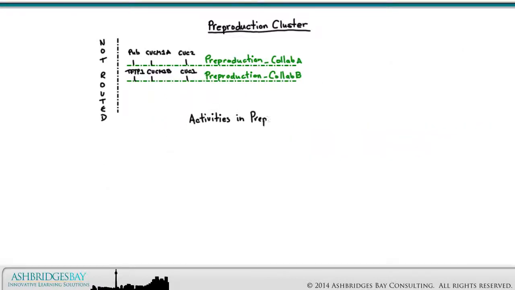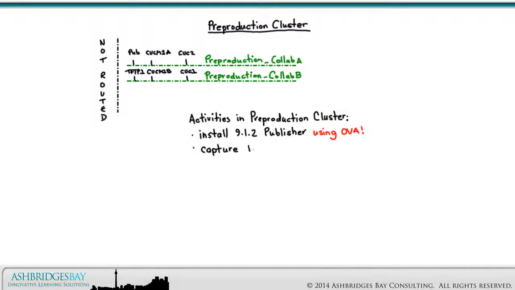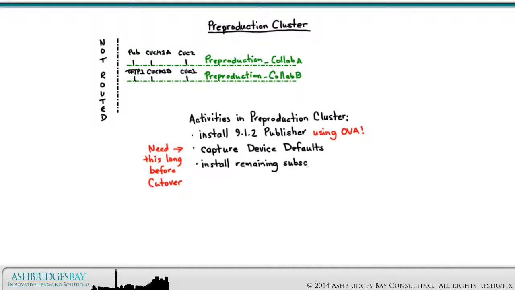The activities in our pre-production cluster are: install the 9.1.2 publisher using the 9.1 OVA. Capture the device defaults. You need these long before cutover. These will be used to upgrade the devices in the production cluster before the cluster itself is upgraded. Install the remaining subscribers. Verify replication. Do a DRS restore to migrate the configuration to the pre-production cluster, and cut over.